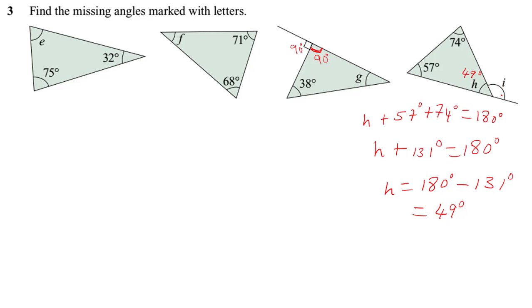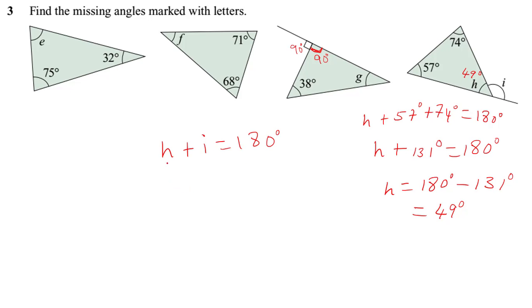How to find I. So this is a straight line. Now, because it's a straight line, it means that this angle H here and that angle I, they will make 180 degrees. So you're going to say here that H add I is going to be 180 degrees.